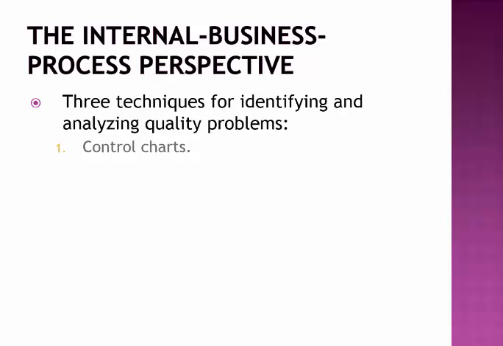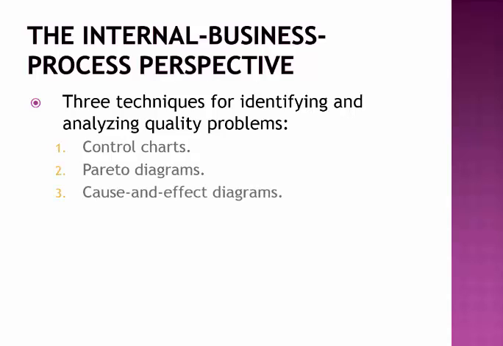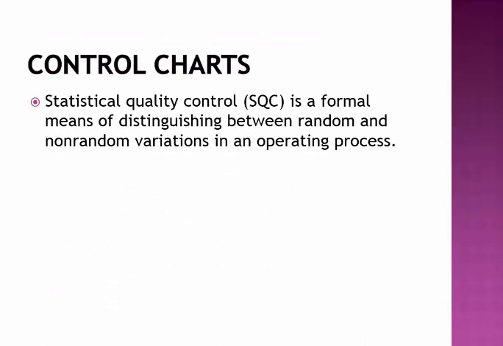We have control charts, a Pareto diagram, and a cause and effect diagram that are highlighted in this particular chapter. With control charts, I've got a visual here for you to look at in just a second. But basically, it's a statistics-based item, a formal means of distinguishing between random and non-random variations in an operating process. So we're gathering this information and we can analyze it based on the output of the data.